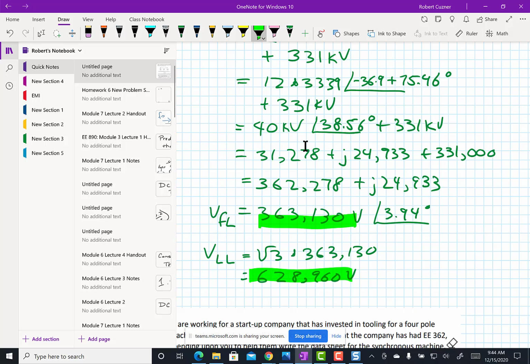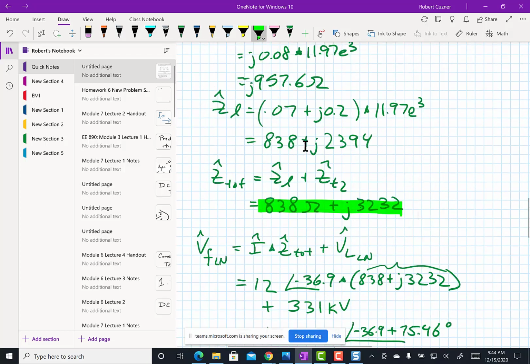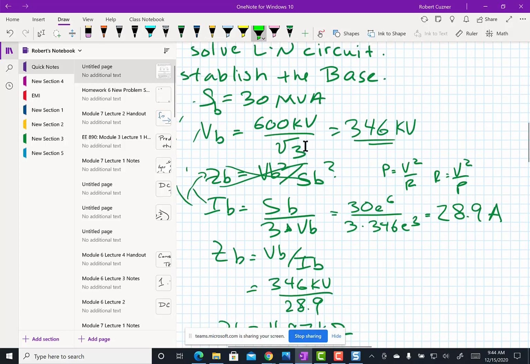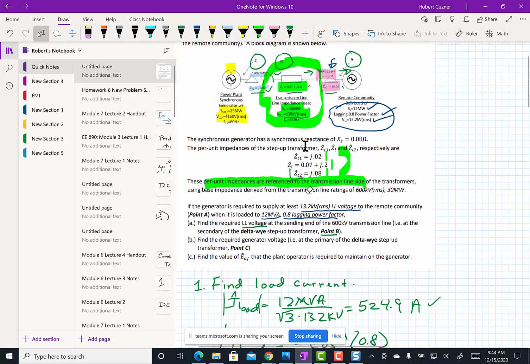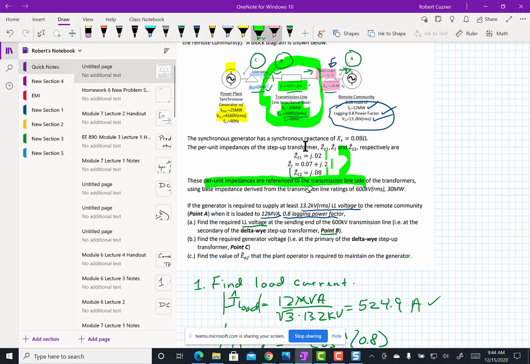Some people got like 1.2 megavolts or something. I don't know how on earth they got that. And then there were other people who didn't do the transformation and they're getting something anywhere from 900 to 12,000 volts. You're way off, right? You know that the voltage at this transformer at this point has to be somewhere around 600 kV. So you have to think about your answer.